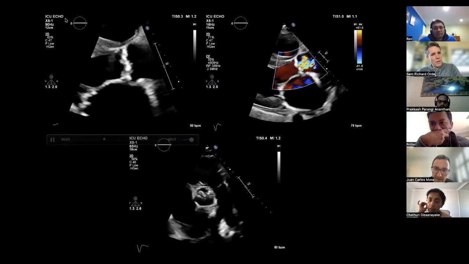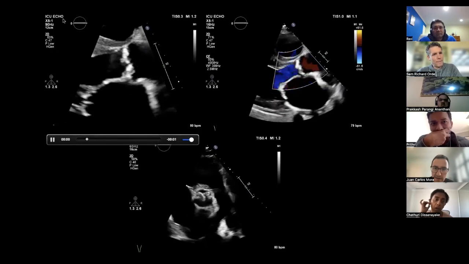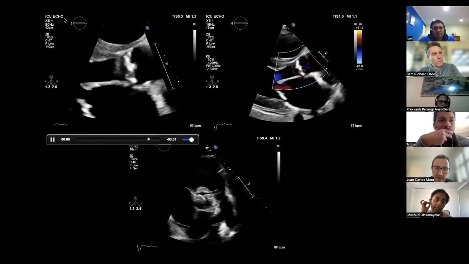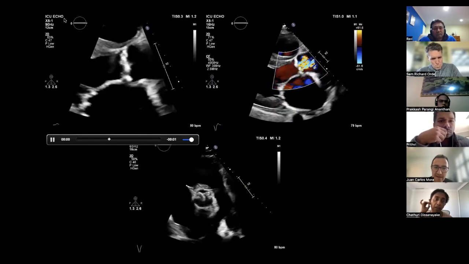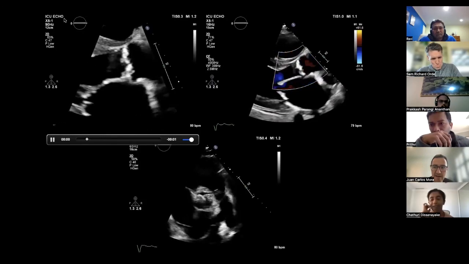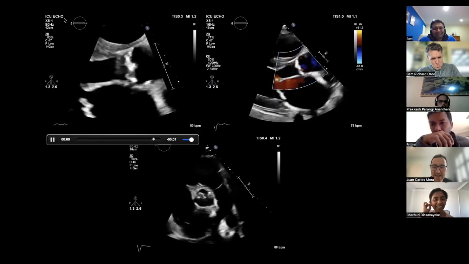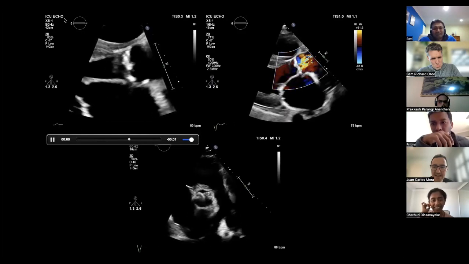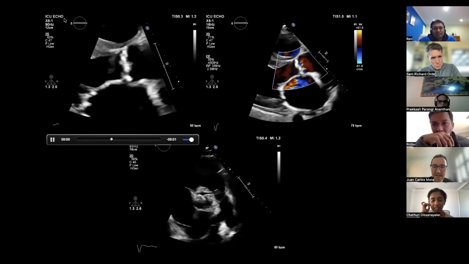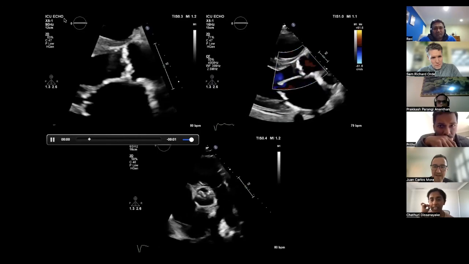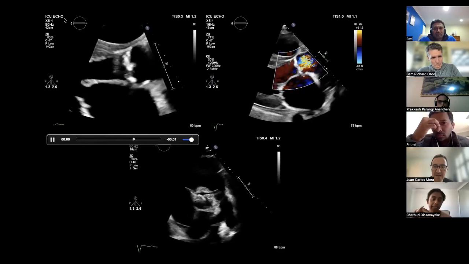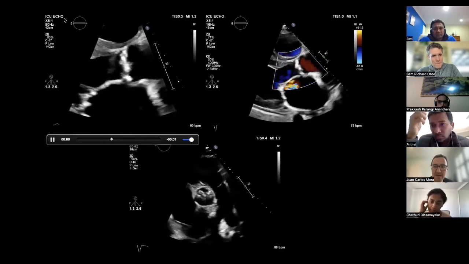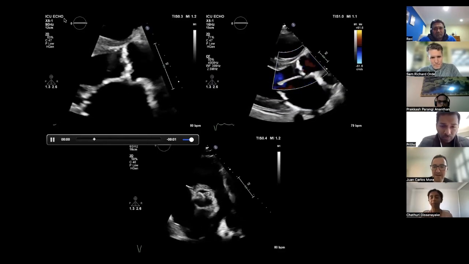Which cusps are we looking at on this top left image? You are looking at the non-coronary and the left coronary cusp. Just have another quick think about it. I beg your pardon, it's the non-coronary and the right coronary cusps that we're looking at. I don't know why I said that.